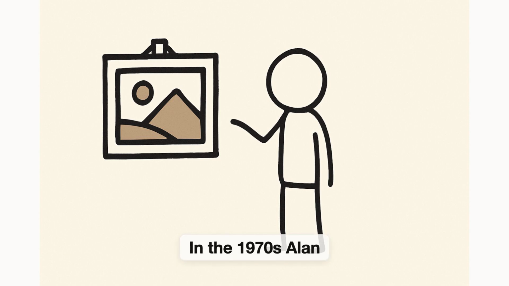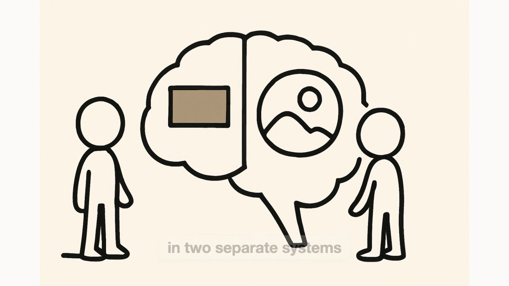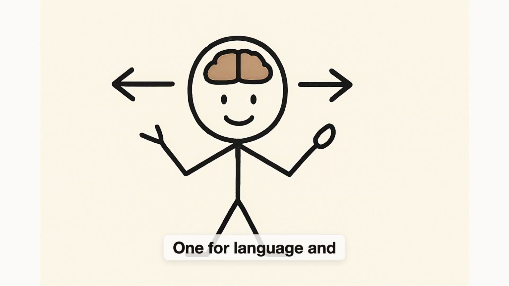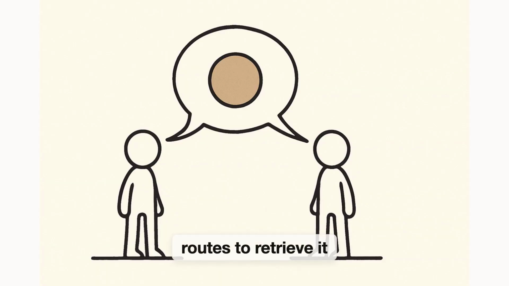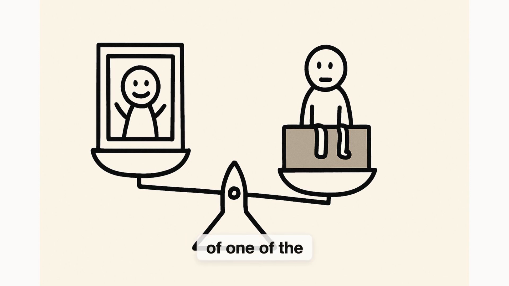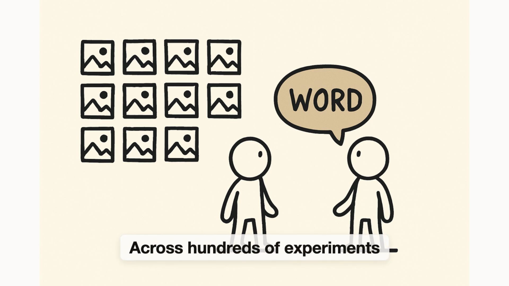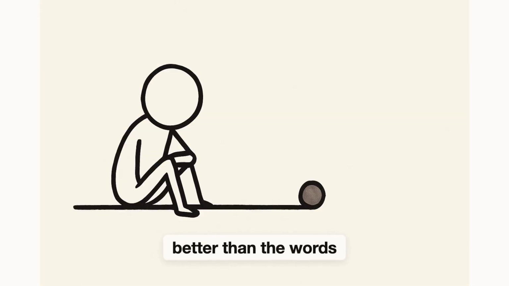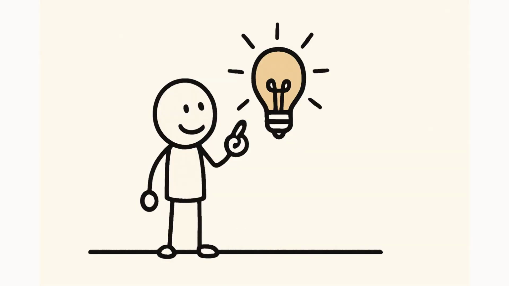In the 1970s, Alan Paivio proposed dual coding theory. Your brain stores information in 2 separate systems, one for language and one for mental imagery. And when something is encoded in both at once, you get 2 independent routes to retrieve it later. That is the basis of one of the most replicated findings in memory science, the picture superiority effect. Across hundreds of experiments, images are recalled far better than the words that describe them. A word on its own gets 1 weak channel, a word fused to a vivid image gets 2.